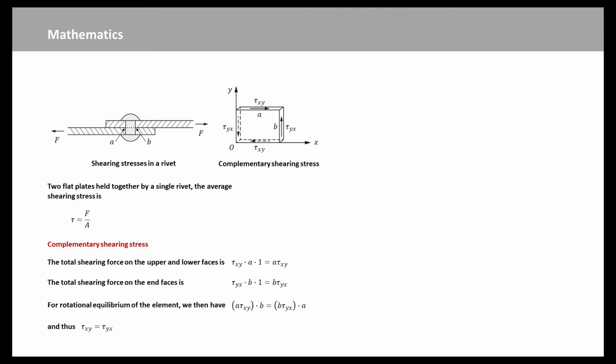Let tau xy be the shear stress on the horizontal faces of the element, and tau yx the complementary shear stress on the vertical faces of the element. Suppose A is the length of the element, B is the height, and that it has unit thickness. The total shear force on the upper and lower faces is A times tau xy.